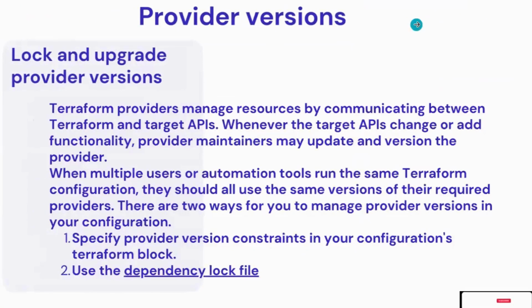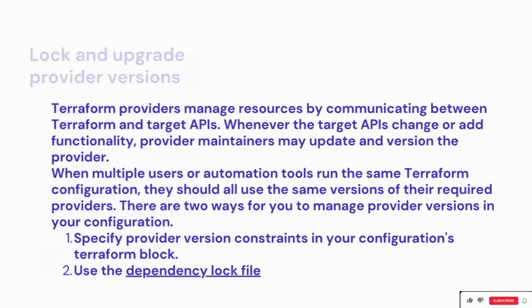So let's talk about provider versions. Lock and upgrade provider versions. Terraform providers manage resources by communicating between Terraform and target APIs. Whenever the target APIs change or add functionality, provider maintainers may update and version the providers. When multiple users or automation tools run the same Terraform configuration, they should all use the same version of their required providers. There are two ways to manage provider versions in your configuration. Specify a provider version constraint in your configuration's Terraform block, or use the dependency lock file. This is what we have to dig into a little more, the dependency lock file, right?